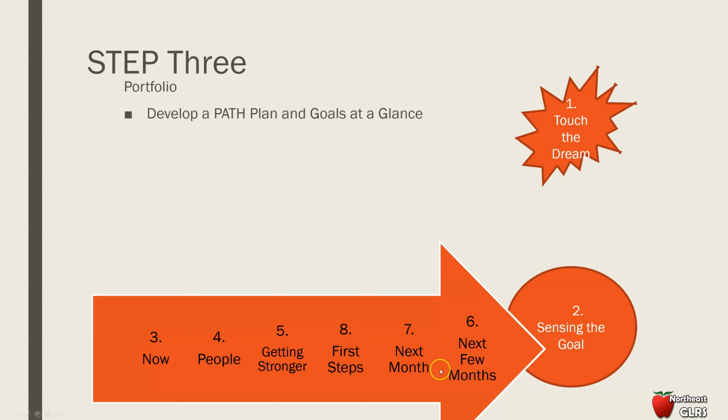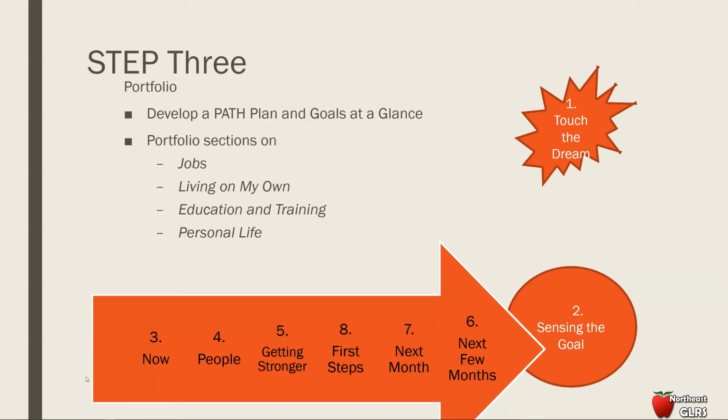And then you think about, what do I do now? What people do I need to get involved to help me? What do I need to do to learn and be stronger? What's my first step? What will I do in a month and then in the next few months? And then you reevaluate your goal and then repeat the process.